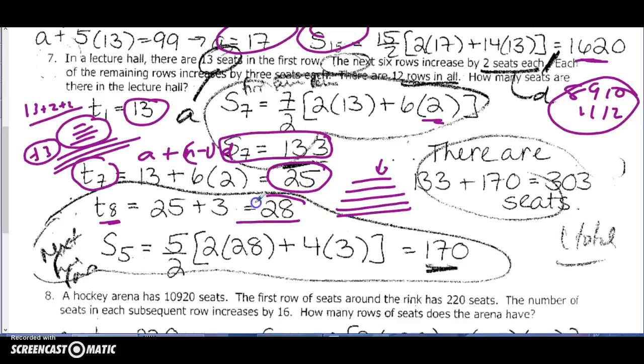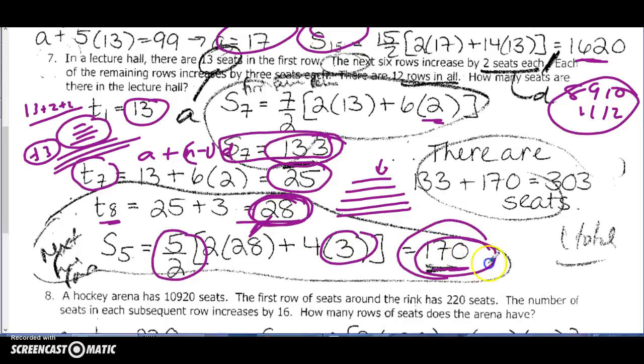Then you add 3 seats to figure out what row 8 has. That's your first row in the second group of seats that are growing by 3. So that's your a now, and that goes here. I'm growing by 3, that's my difference. I have 5 rows, so that's my n, and you solve and get 170. 133 in the first group of rows, 170 in the second group of rows. Total 303 seats. Okay, so that's a neat little question.